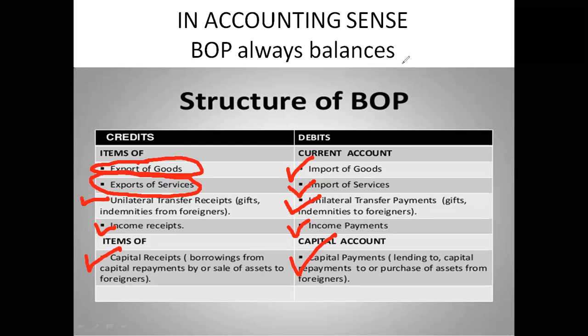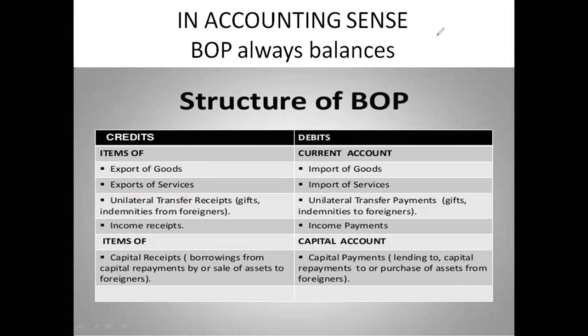You can just take a screenshot of this. It is the structure of BOP where we have the debit side items and the credit side items. The debit side items belong to all these items where we are making payment to foreign. Listen carefully. And credit side items involve all such items where we are receiving payment from foreign. If I'm making payment to foreign, that is the debit side item of BOP. If I'm receiving money from foreign, I'm getting income from foreign, that is the credit side item of BOP.